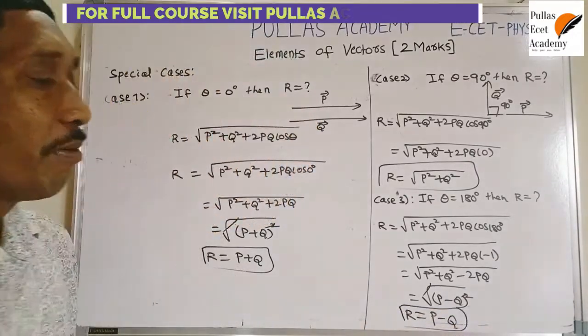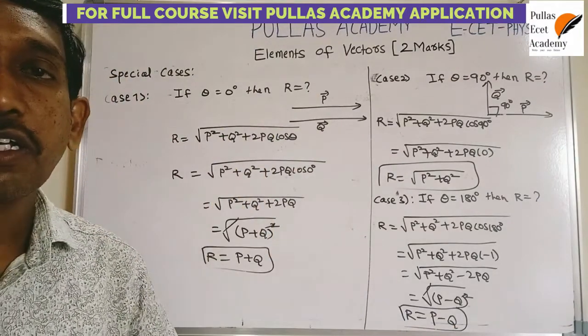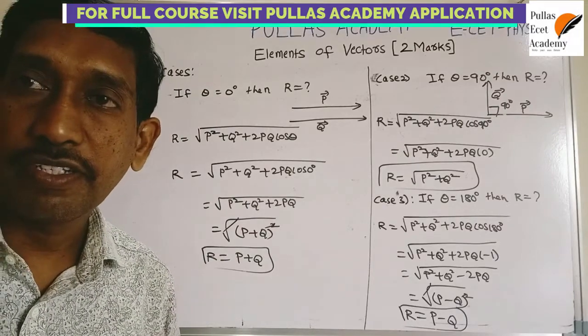Okay, now what is the formula here? R is equal to p minus q. So these are the different special cases of the parallelogram law of vectors.